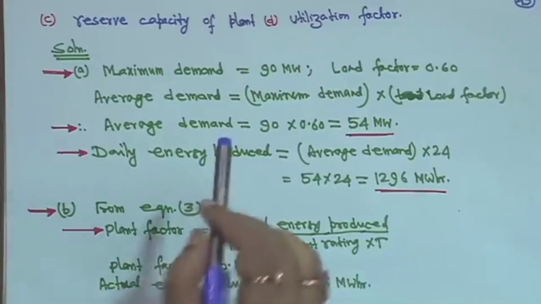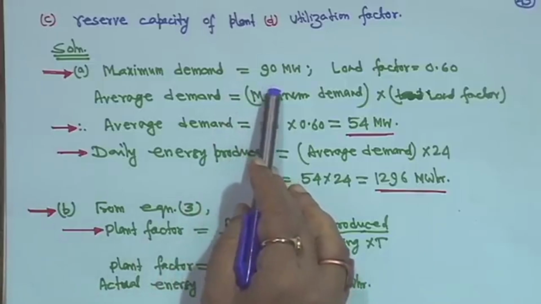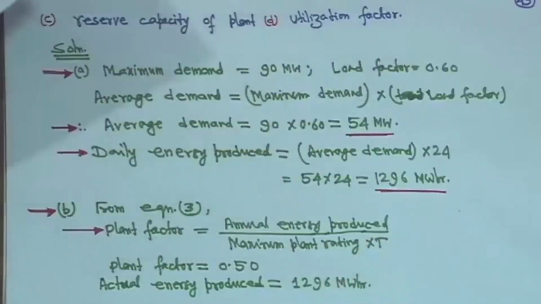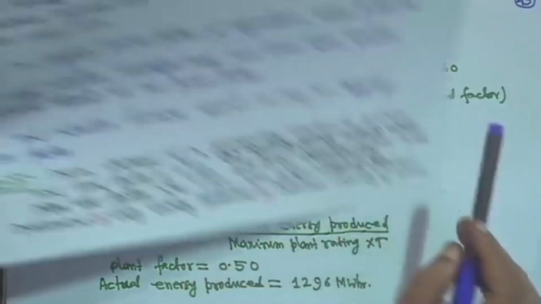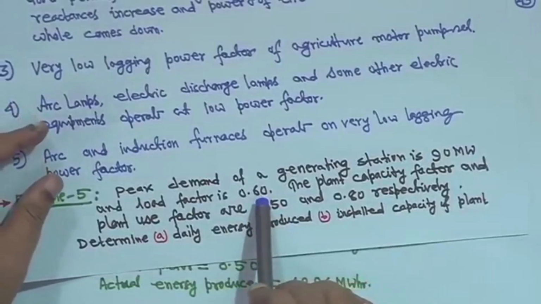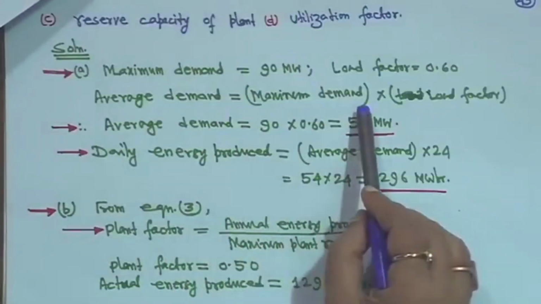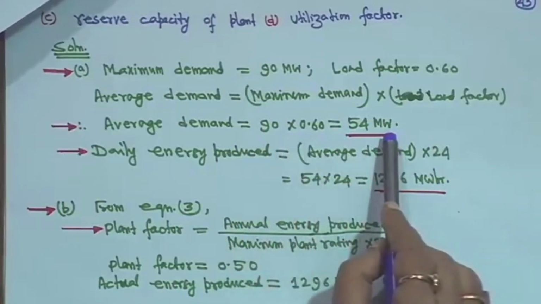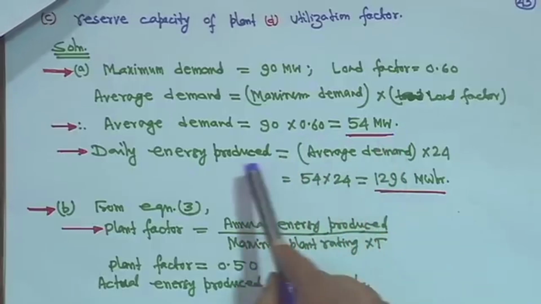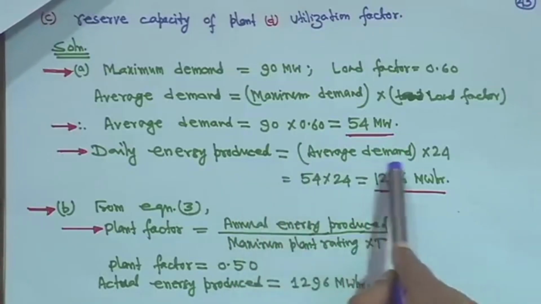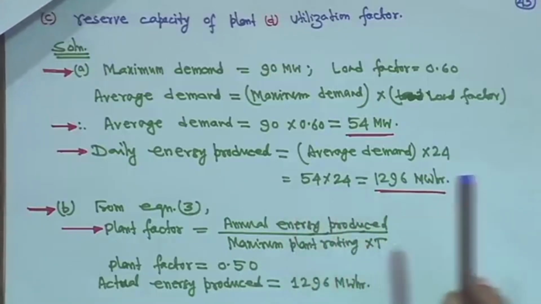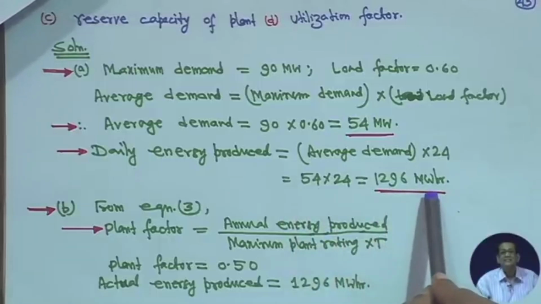So the solution: maximum demand is 90 megawatt, this is given, right, and load factor is given as 0.6, that is also given. Therefore average demand is equal to maximum demand into load factor. So average demand is 90 into 0.6, hence 54 megawatt. Now daily energy produced is equal to average demand into 24 hours in a day, that is 54 into 24, equal to 1296 megawatt hour, right.